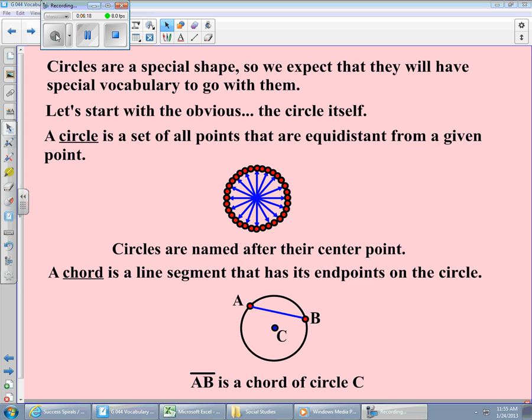So again, chords don't have any properties really to speak of yet, but we will see chords later on in some of the formulas and rules that we're going to come across with our circles.